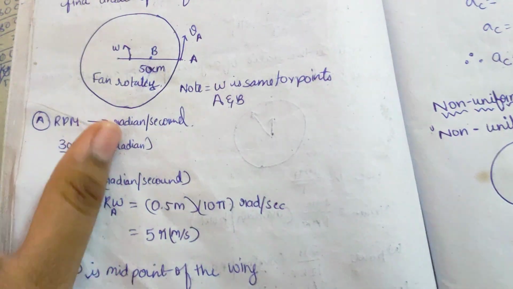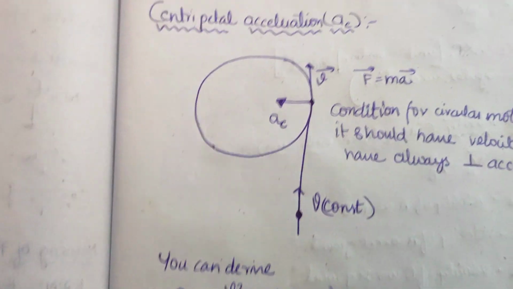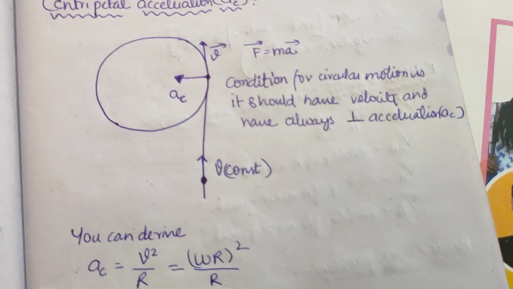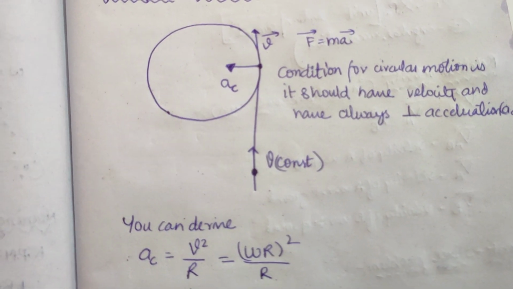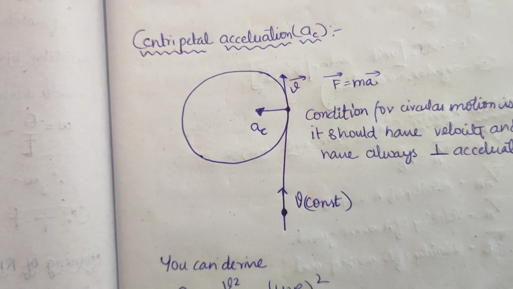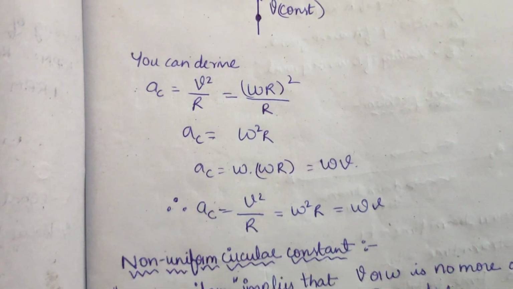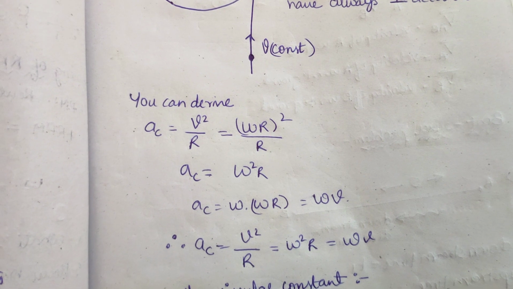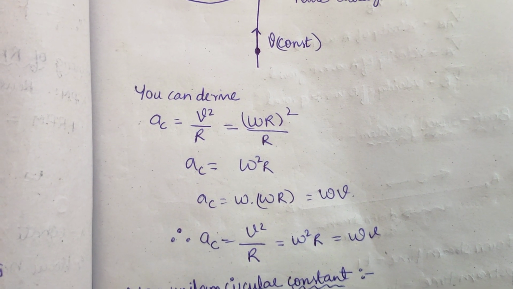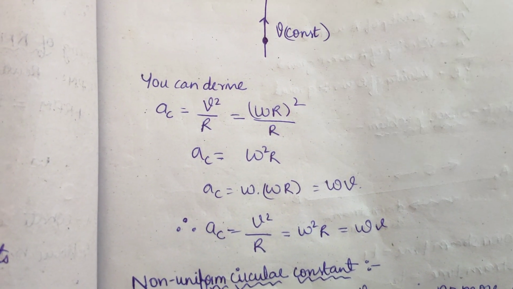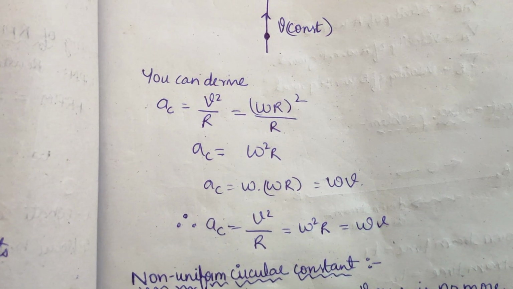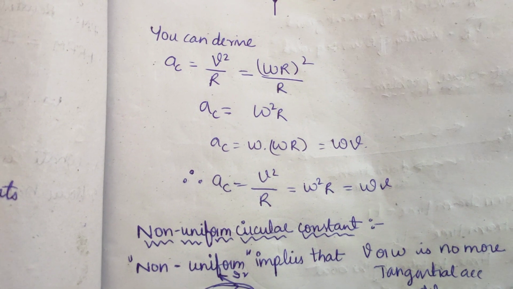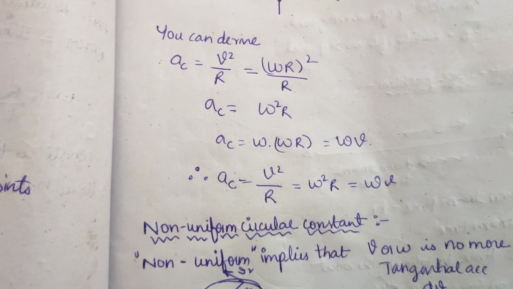Now let us move on to the centripetal acceleration. Here the condition for circular motion: velocity should always be perpendicular to acceleration, then the centripetal acceleration occurs. Here you can derive a equal to v square by r, omega r whole square by r. So a equal to omega square r, a equal to omega into omega r, that is omega v. a equal to v square by r equal to omega square r equal to omega v.